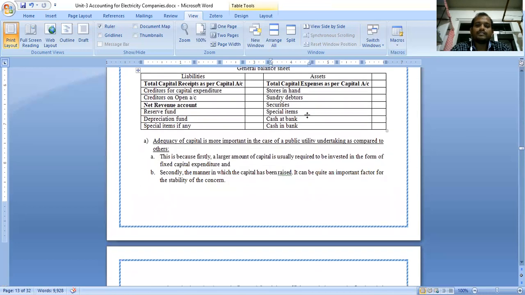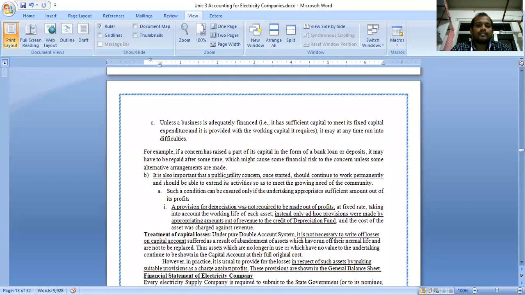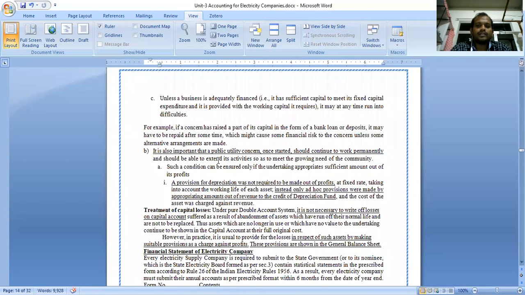So likewise, it is very essential to maintain a procedure or a manner in which capital has been raised. It can be quite important factor for stability of the concern. So unless business is adequately financed, it may at any time run into difficulties.